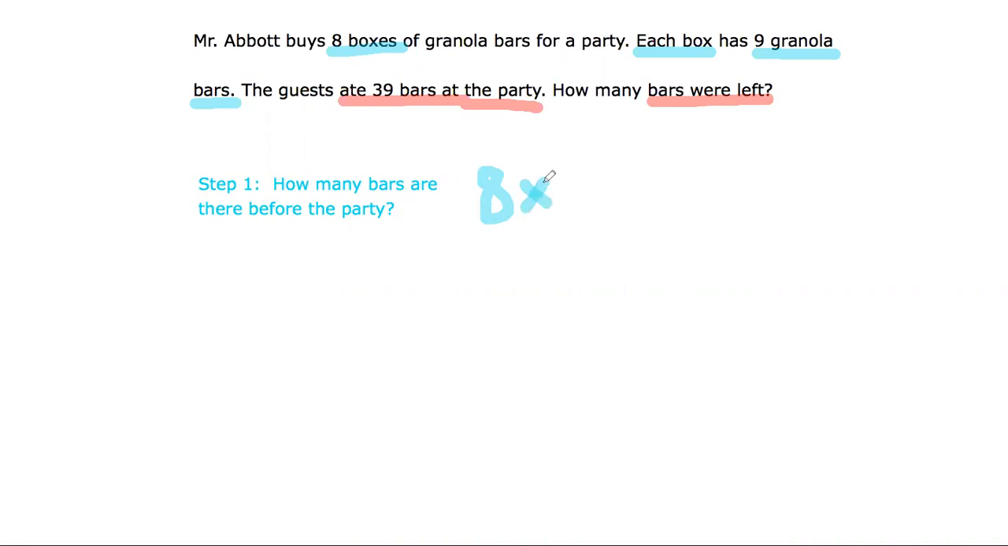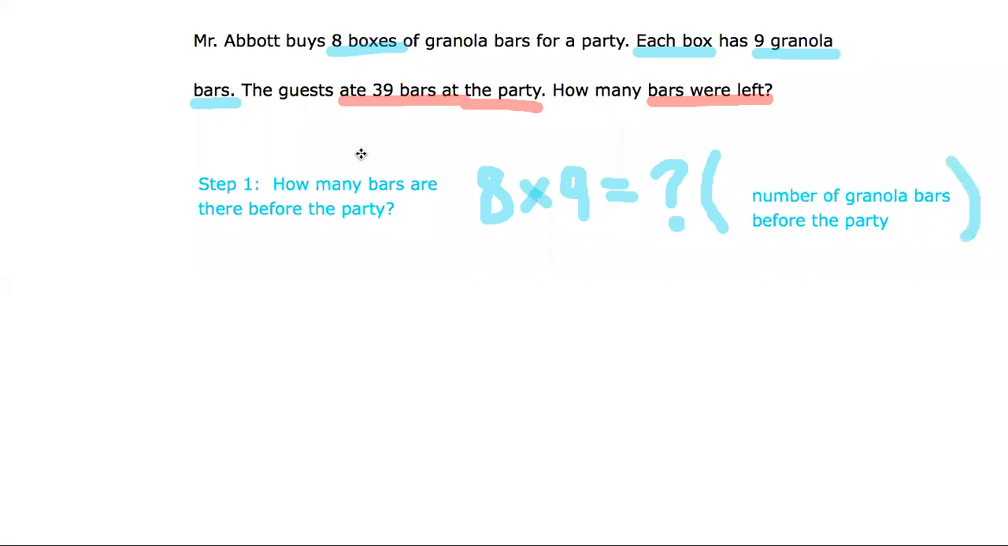So 8 times 9 equals, I know probably a lot of you can solve it right now, but I am not focusing on solving it, so I'm just gonna put a question mark. 8 times 9 equals the question mark, which represents the number of granola bars at the beginning of the party. Okay, so now this is my first step. Now I'm going to think about my second step.